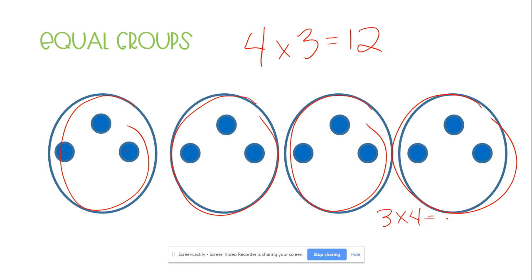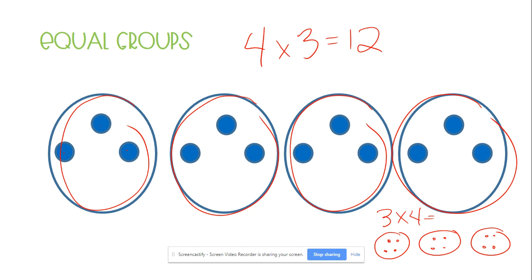If they wrote 3 times 4 for this picture, again, it would be incorrect because the picture wouldn't match. 3 groups of 4 would look like 1, 2, 3 groups with 4 dots inside each one. Again, I know that's frustrating. I know they have the same answer, but when there is a picture involved, it has to match the equation.